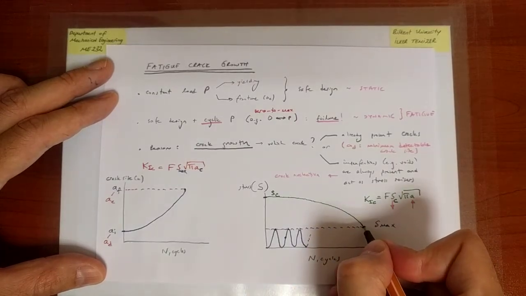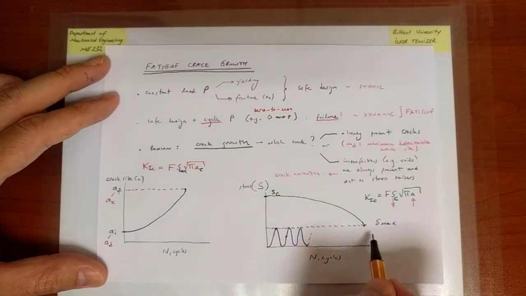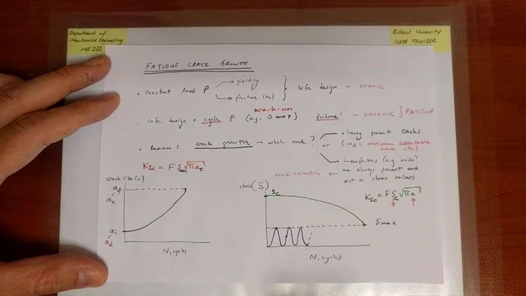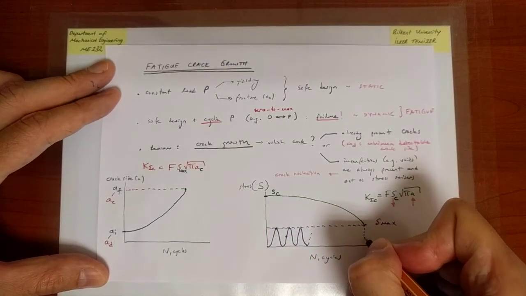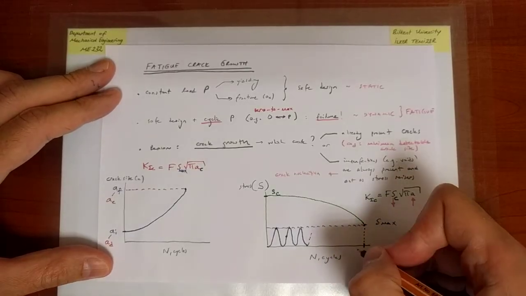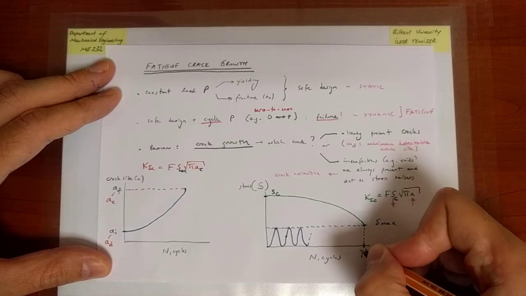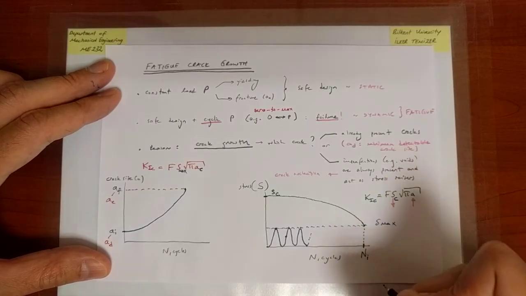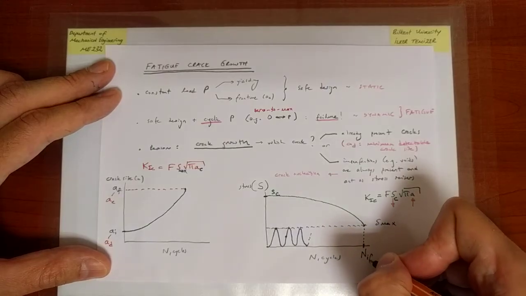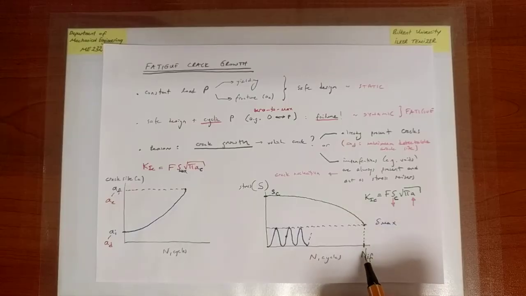So when the green line hits the value of S max, it continuously decreases. When it hits that value, you get failure. So this is the number of cycles to failure. Number of cycles for the crack to grow from its initial size, Ni, to the final size, NIF. So that's how we are going to denote it.